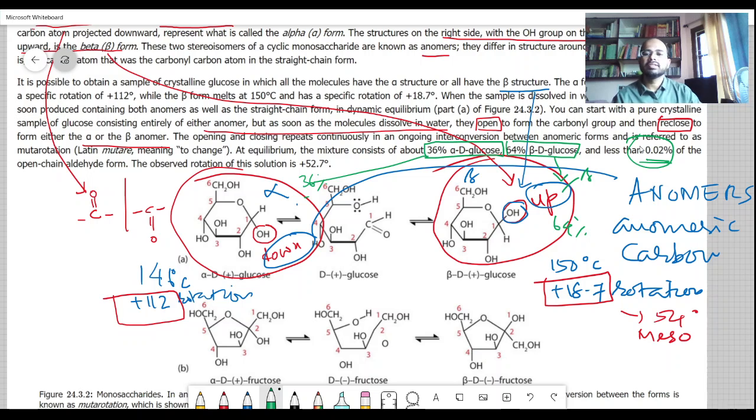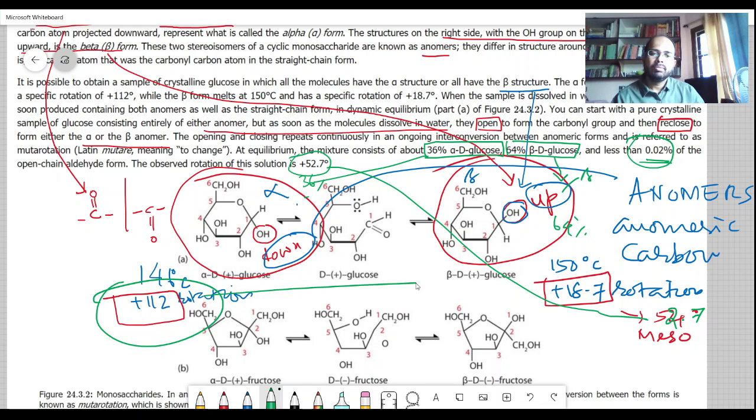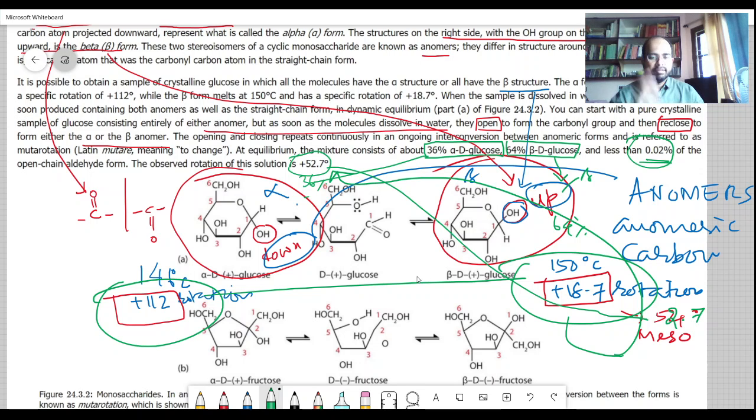0.02 is very little. And the observed rotation is about 52.7. Well, this is what I mentioned here. It should be 52.7. So it is something like an average. 112 mixed with 18.7 gives rise to the final value of 52.7.